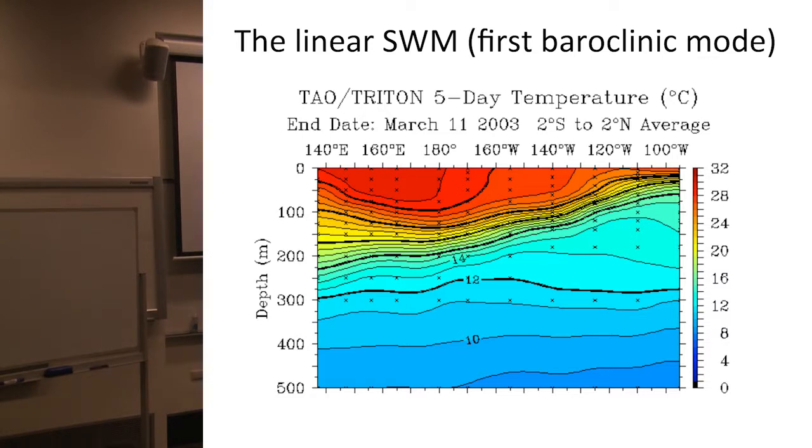I think I might use the pointer. Okay, so you can see this is the 24 degree isotherm, and this is the 16 degree isotherm, and you can see how close together these isopycnals are across the width of the basin. It basically says that in the ocean, we've got this warm, less dense upper ocean overlaying this cold, dense lower layer. And you should be able to represent this as a single impenetrable surface.